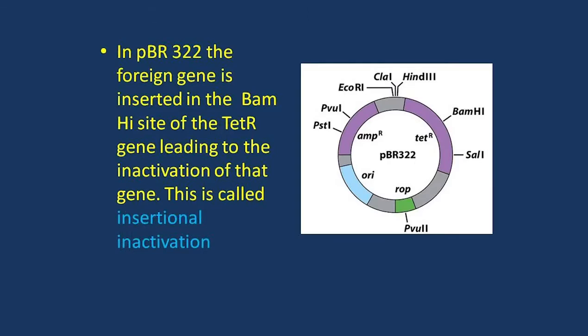Now, in pBR322, we usually insert the foreign gene inside the tetracycline resistance gene. BamHI is a restriction endonuclease that cuts inside this gene. BamHI is obtained from the bacterium Bacillus amyloliquefaciens. When the gene is inserted inside the tetracycline resistance gene, the tetracycline resistance gene becomes inactive. It does not produce the enzyme anymore that breaks down tetracycline. This is called insertional inactivation.